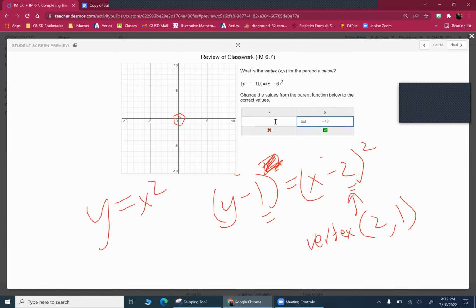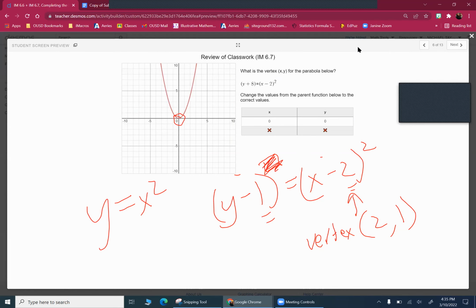And my 6 goes here. Okay, so that is the same shape. It's just moved over 6 and down 10. And that's one way I can write this. It's not the only way, but it's one way to write this. We explored some different ways to write it in class, but it's the same idea.